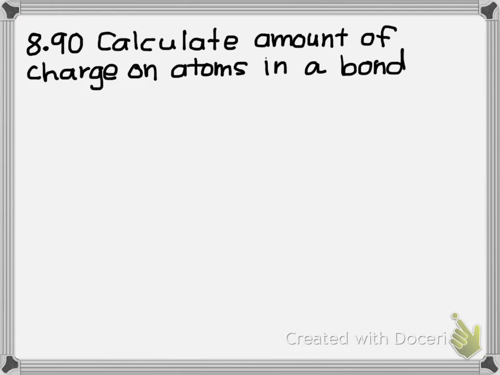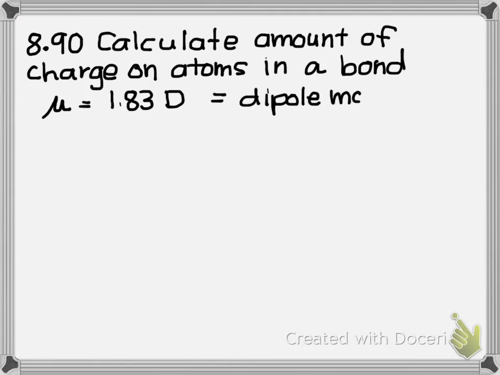So in 8.90, it says the dipole moment of HF is 1.83 D, or Debye. Now, a dipole moment is given as mu, and it is given to us as 1.83 Debye. Remember, dipole moments occur when the electrons are not shared equally in a bond, and so they are pulled toward the atom with higher electronegativity.